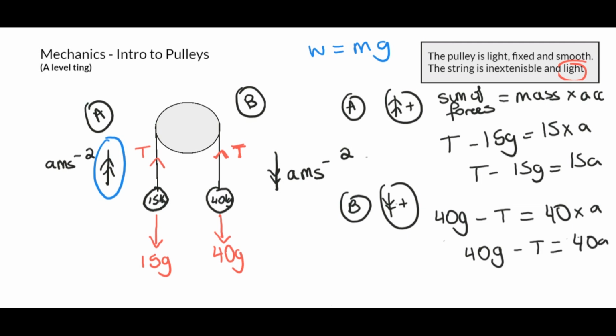What I'm going to do, I'm going to rewrite this. I'm going to write minus T plus 40G equals 40A. So all I've done is I've just rearranged these two. I've swapped them around just because when I solve them simultaneously, I want it to look good. Now I'm going to rub it all out and solve these simultaneously.